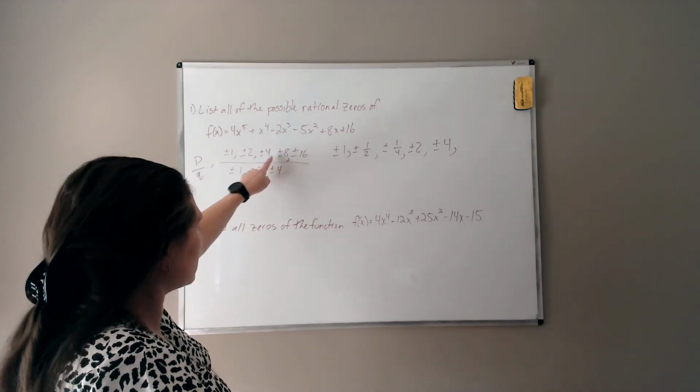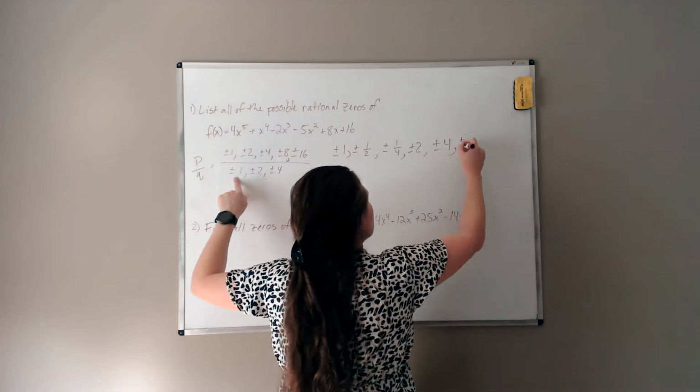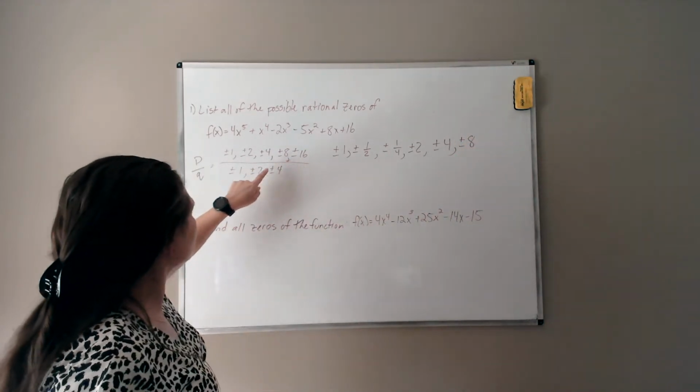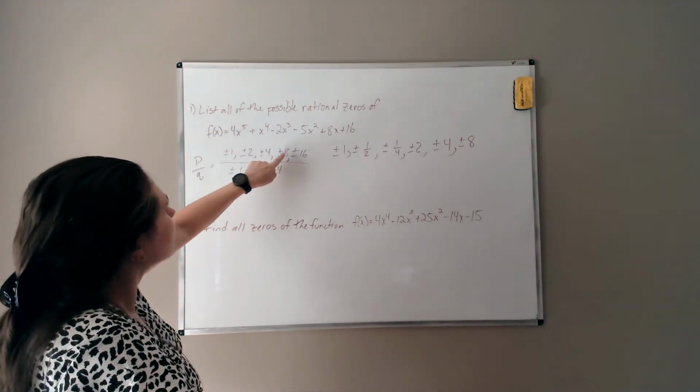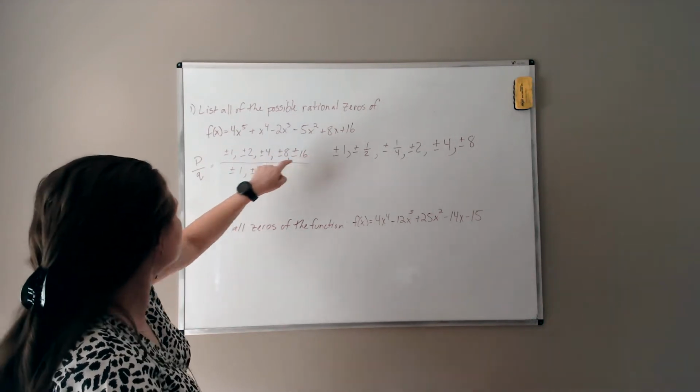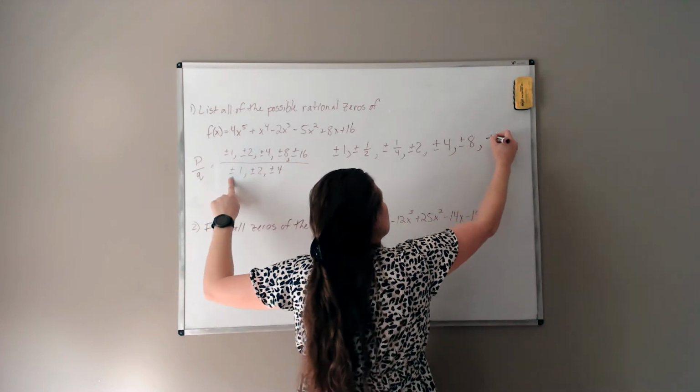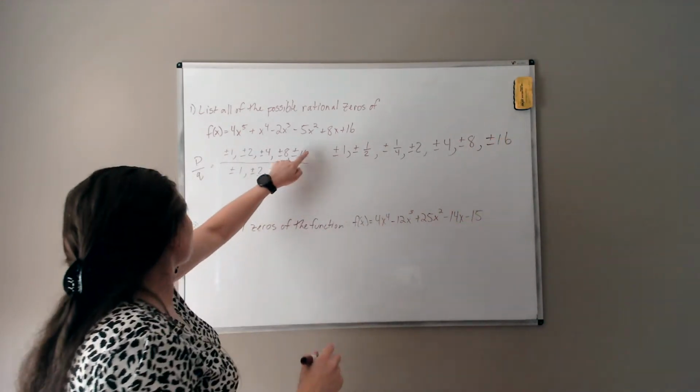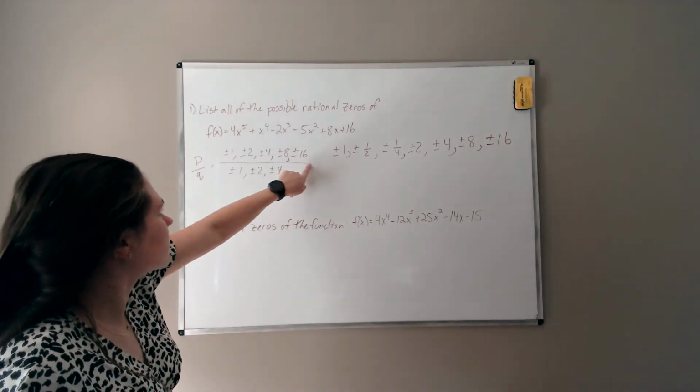Now move on. This over this, that's new. Okay, this over this, not new. Plus or minus 4, right? This over this, plus or minus 2, not new. This over this, that's new. And I don't think we're going to have anything else that's new, right? That's going to give me 8, that's going to give me 4.